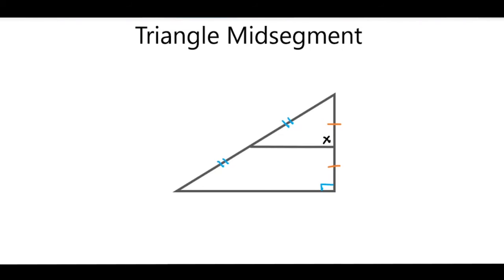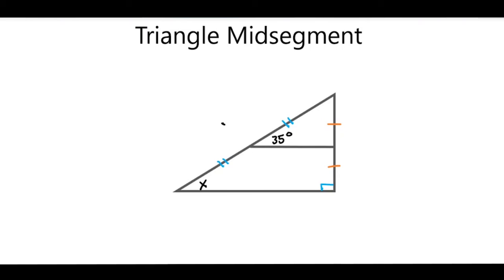What if I'm looking for an angle? What is the measure of angle X? Well, right here I see that I have a right angle. And since this is our midsegment, that means that X is congruent to that base angle. So that means that X is also a right angle. So that means X is 90 degrees.